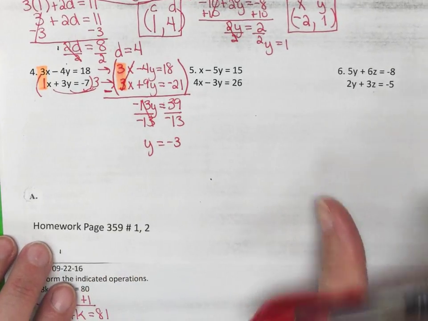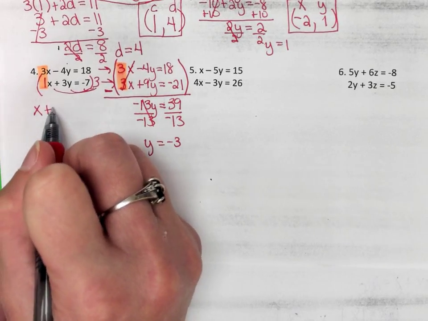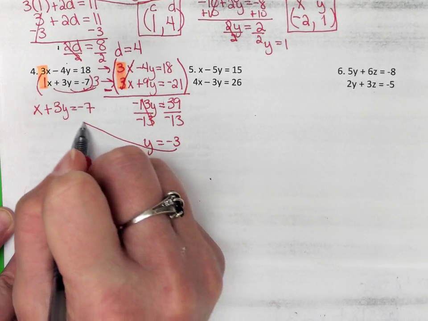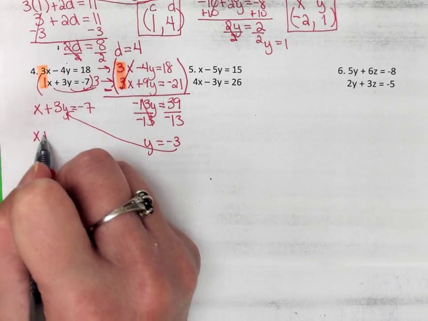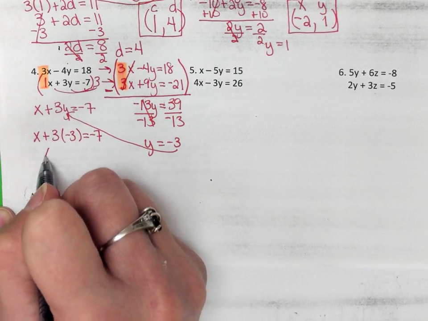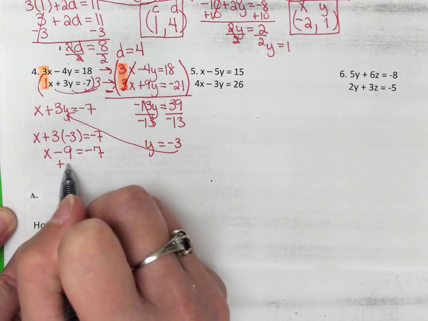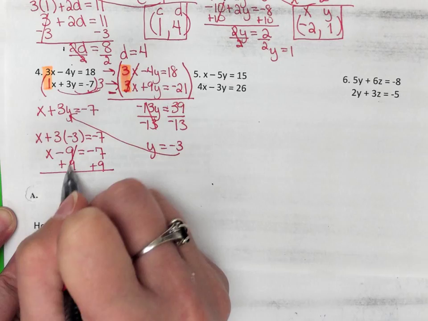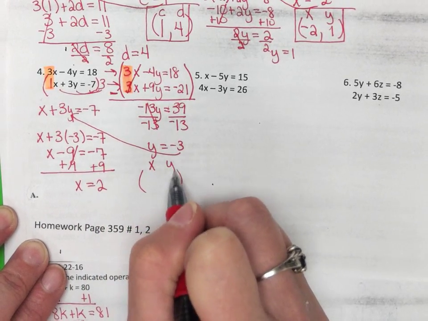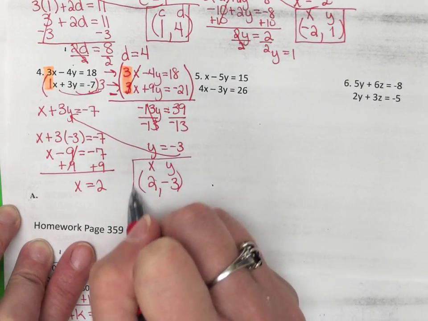Alright, let's plug it in. So I'm going to pick this bottom one. This bottom one's going to be easier. So then plug in this negative 3 right here. So it becomes 3 times negative 3. 3 times negative 3 is negative 9. Add 9. And x equals positive 2. So your ordered pair is x and then y.